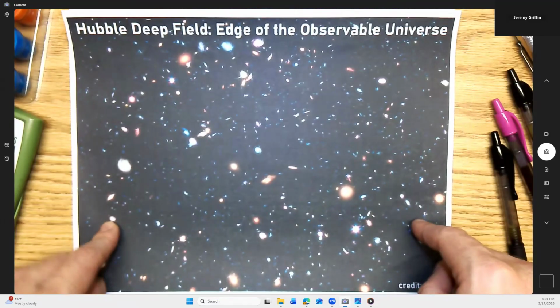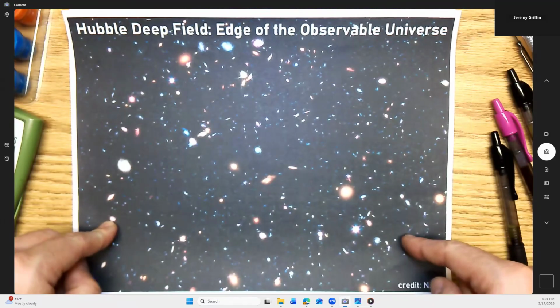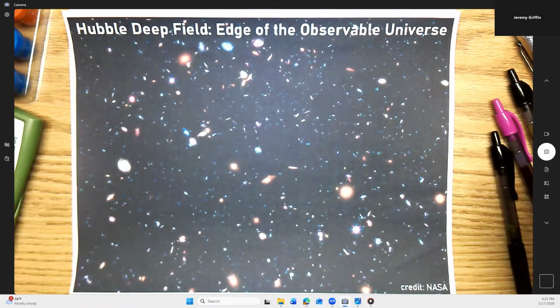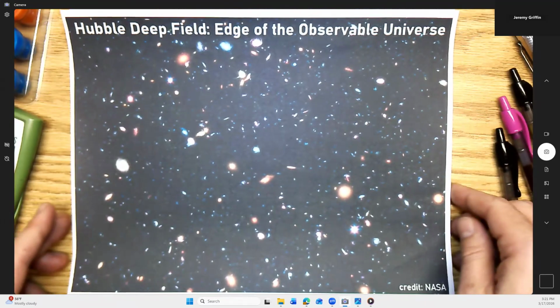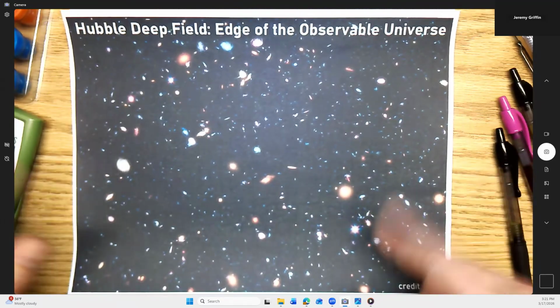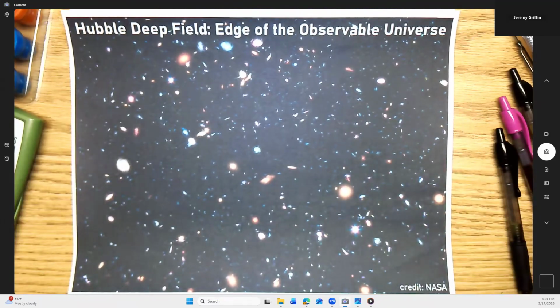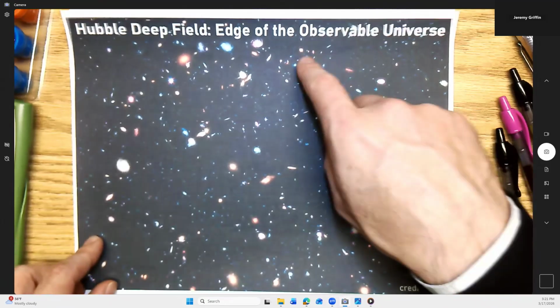I think it was like 10 days or something. And this was a really risky experiment because it could have just shown up as black, and then it's okay, great, we wasted 10 days. We could have been capturing other things, but no, this is what we returned. And every one of these dots here is a galaxy. I think a couple are stars, but pretty much these are all individual galaxies that have billions of stars in them. So this is the edge of the observable universe.